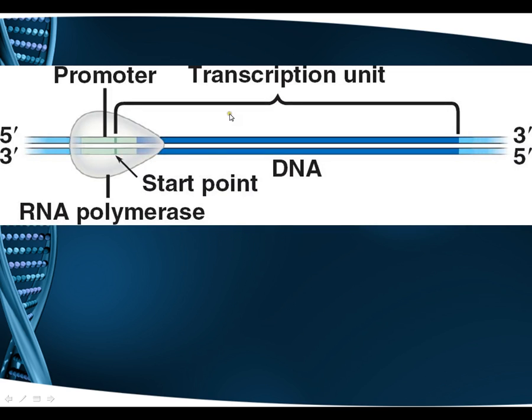Here's a simplified picture. The blue strands here are the double-stranded DNA. This guitar pick looking thing is our RNA polymerase. The green promoter region is where we would find the TA code.